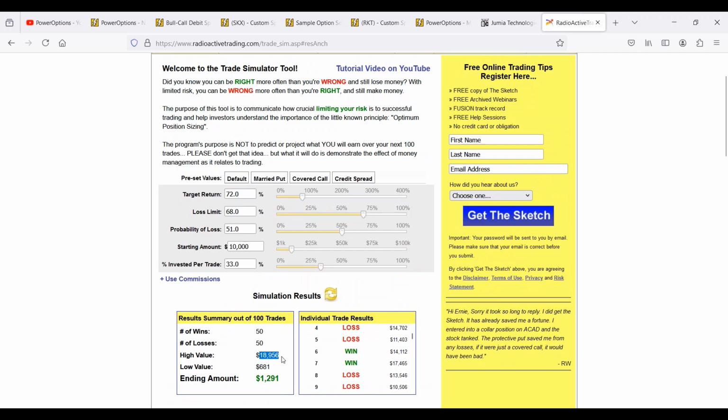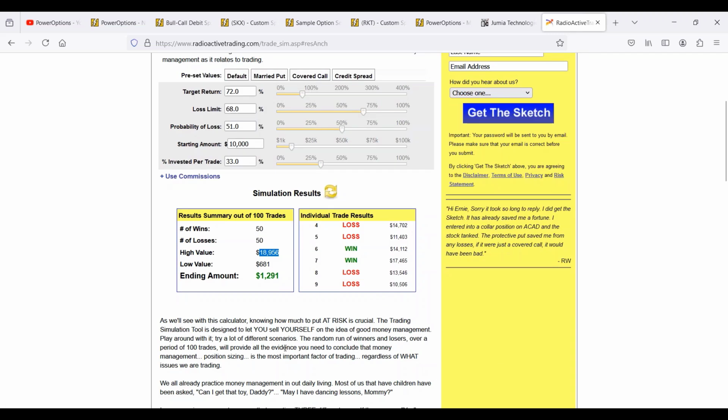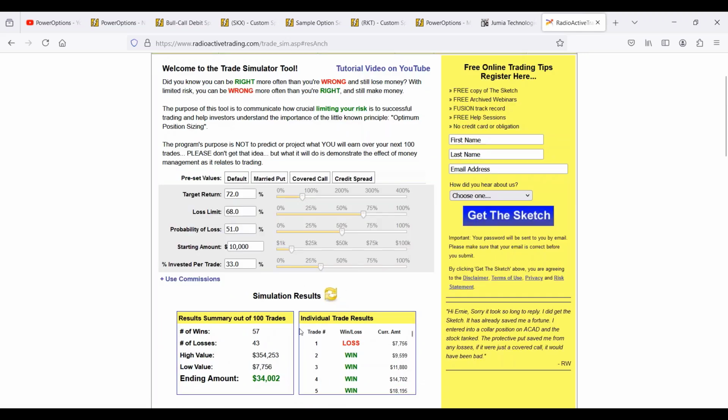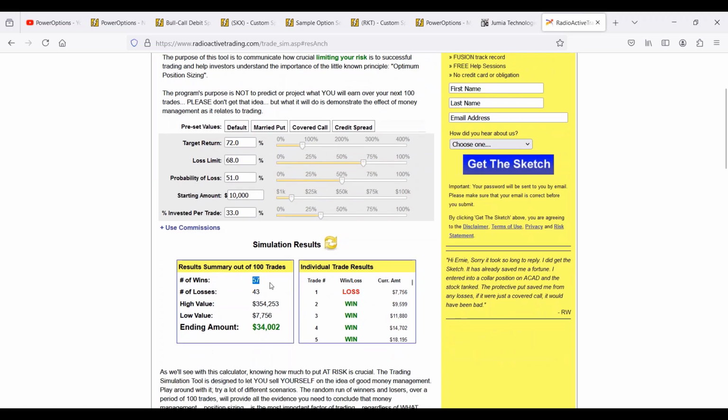50-50. Okay, at one point I got up to $18,956. Not bad. Okay, from $10,000. But the ending amount, wins and losses, there it goes. Okay, 57% win ratio. Instead of a 49% probability of success, we exceeded that. We get up to $34,000. At one point, we're at $354,000. But the ending amount, you're only at $34,000.